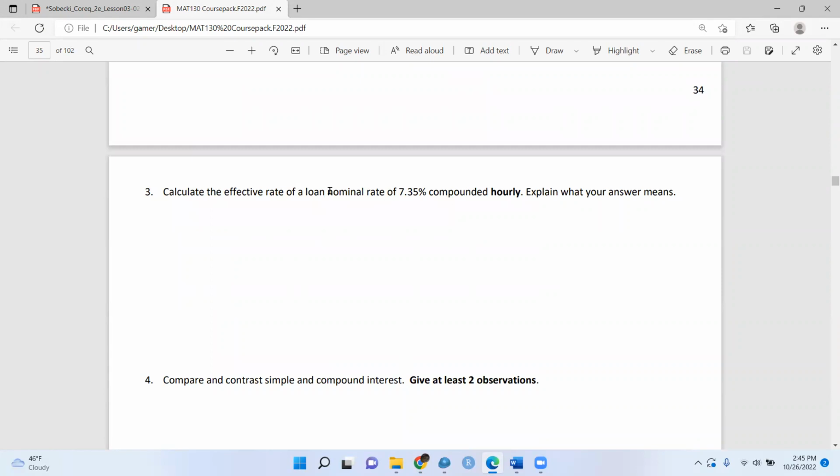This is just straight up calculate an effective rate. The trick here is figuring out how many times you're going to compound per year if it's being compounded hourly. So my hint, I'm just going to give you a hint. You need to figure out how many hours are in a year. So I'm going to say N equals number of hours in 1 year. And I'm going to let you do some work to figure that out.